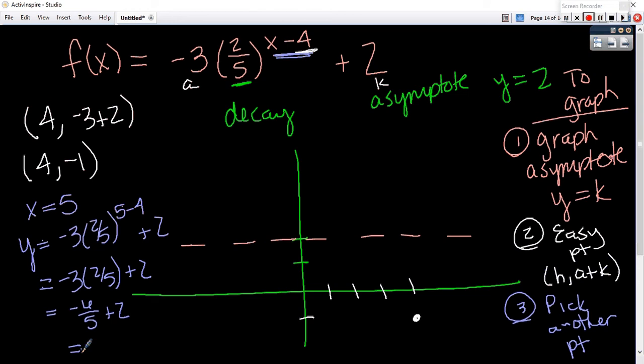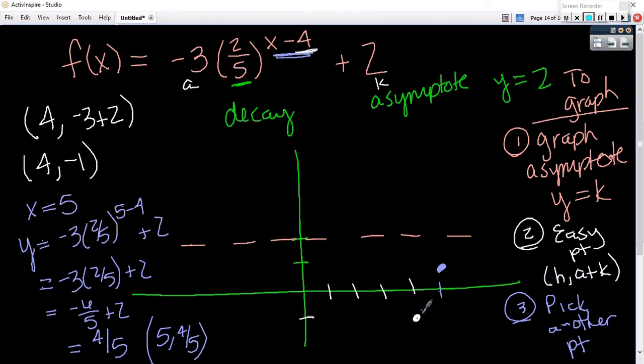2 is the same thing as 10 over 5, so negative 6 fifths plus 10 fifths would be 4 fifths. So this point is 5, and then almost up to 1. It doesn't have to be exact. I'm looking at your work, at your points, and then we'll look at the graph.